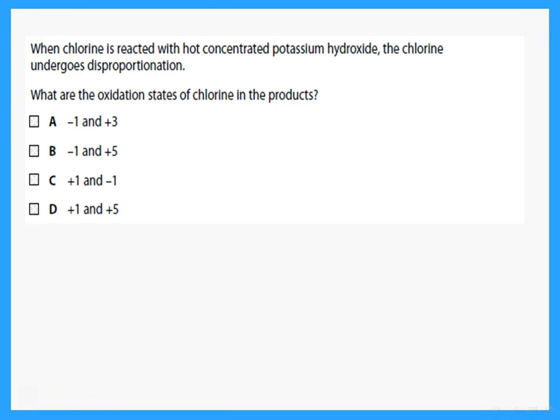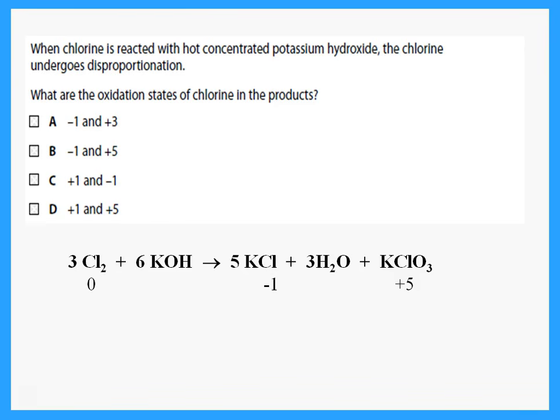When chlorine is reacted with hot concentrated potassium hydroxide, the chlorine undergoes disproportionation. What are the oxidation states of chlorine in the product? So again, let's remember, here we are reacting the chlorine with hot concentrated potassium hydroxide. We said hot concentrated will give the KCl plus the KClO3. So the oxidation numbers change to -1 and +5.